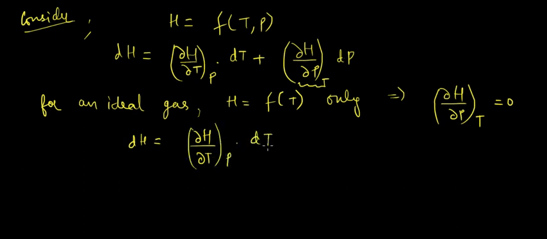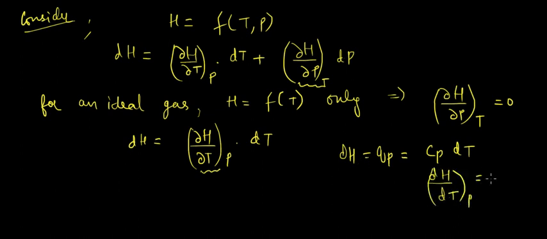times dT. And what is del H upon del T at constant pressure? Suppose we have Qp, which would be equal to Cp dT. And Qp at constant pressure would be equal to dH. So dH upon dT at constant pressure can be written as Cp. So I can write this term as dH equals Cp dT.